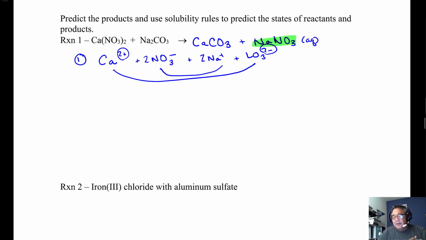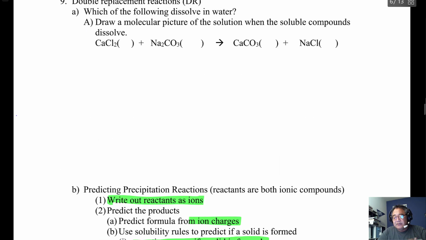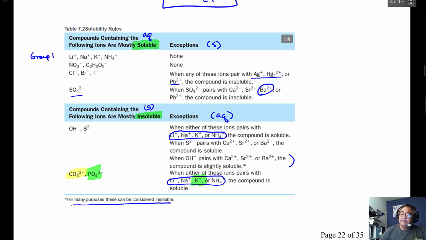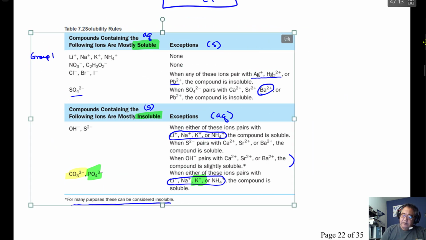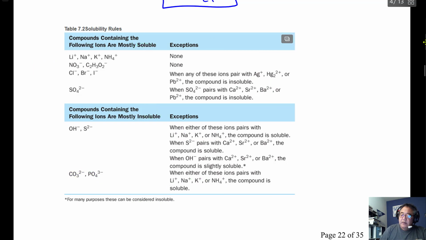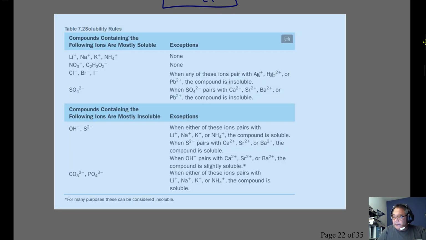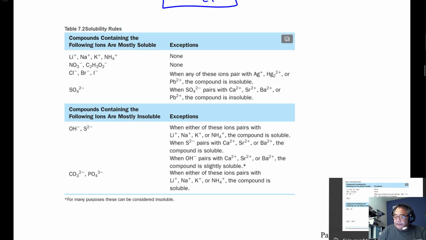Now, calcium carbonate, I've got to go up to carbonate, right? So I'm going to go back to these solubility rules like this. And I'm actually going to clean this up. And I'm going to take a quick snapshot of it so I can skip back to it later. All right, there we go.